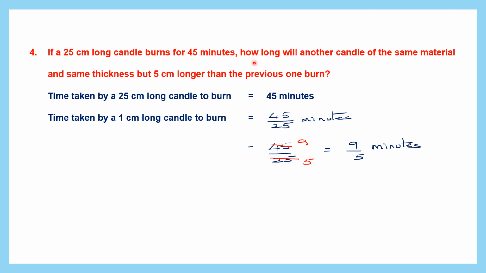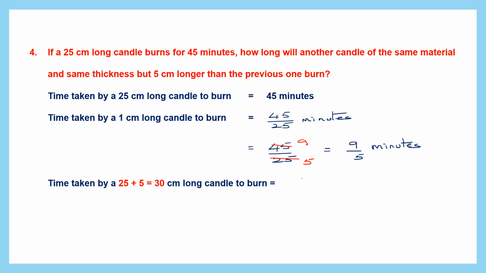Now the question is, how long will another candle of the same material, same thickness, but 5 centimeters longer than the previous one take to burn? Like I said, the first candle is 25 centimeters. Another candle is 5 centimeters longer, that is 25 plus 5, that is 30 centimeters. So the time taken by a 30 centimeter long candle to burn will be more than this, which is for a candle that is 1 centimeter. So it will take more time, isn't it? Whenever you have to find for more, it is multiplication. So 9 by 5 into 30.